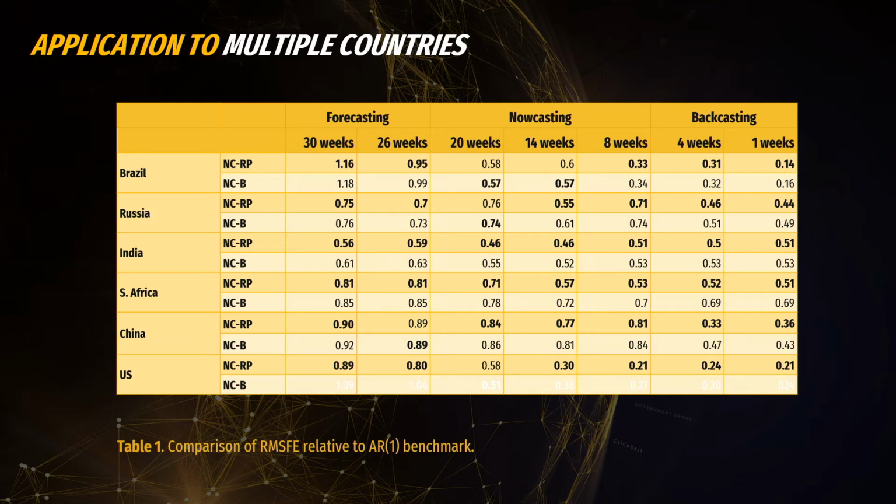The bold numbers are actually when the nowcasting model enhanced by RavenPack Analytics improves on the nowcasting model that uses only macroeconomic indicators. And you can see that basically over all the countries and over all the periods, the model enhanced by using RavenPack Analytics has better performance in terms of root mean square forecast error. So this is the first application that we did.